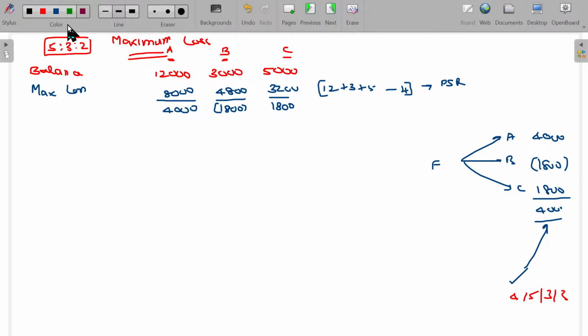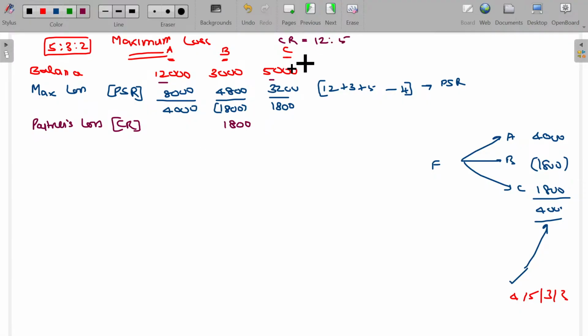Capital ratio, we have studied in Garner versus Murray rule. Is that clear? Recap that. As this is the partner's loss, this loss will be adjusted by A and C in capital ratio. The maximum loss is shared in the PSR, and the partner's loss is shared using capital ratio. What is the capital ratio between A and C? 12:5. Now 1,800 should be shared between these two in the ratio of 12:5.